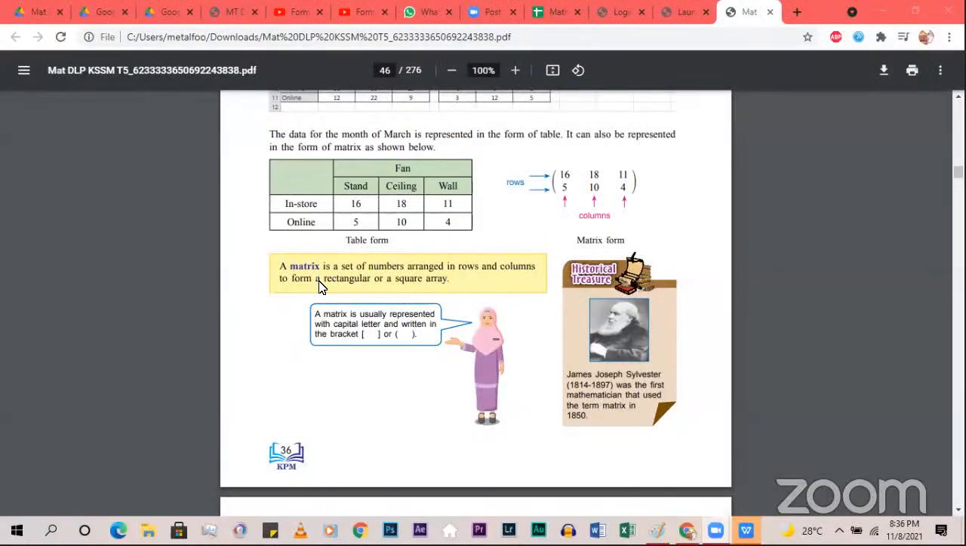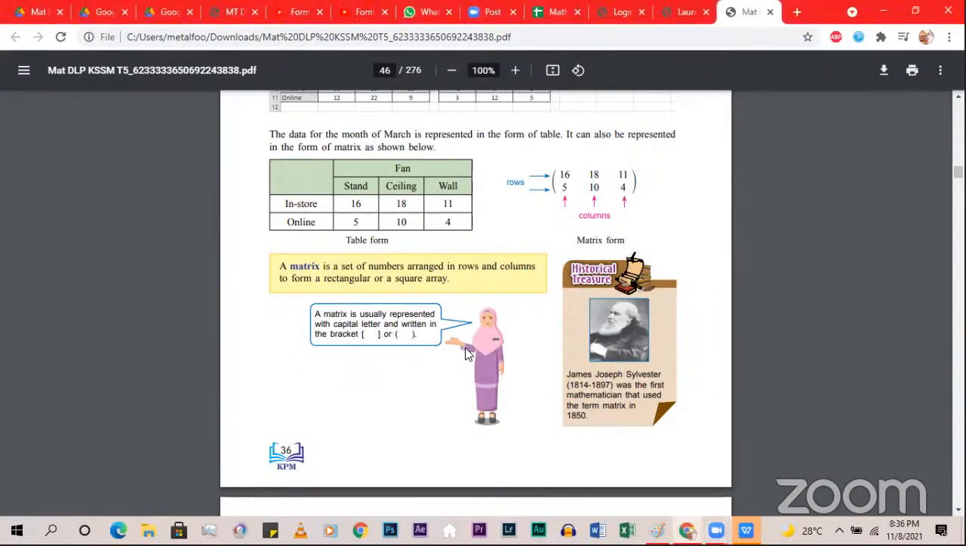A matrix is a set of numbers arranged in rows and columns to form a rectangular or square array. Yes, and here's a history for it. James Joseph Sylvester was the first mathematician that used the term matrix in 1850. A matrix is usually represented with a capital letter and written in brackets.